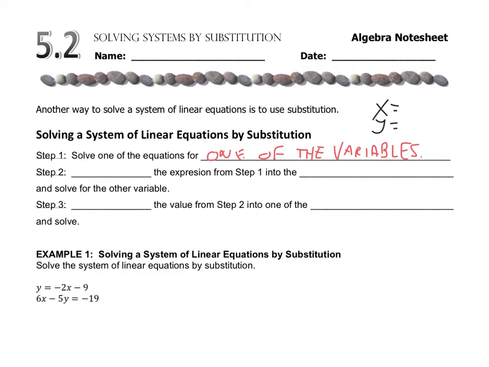Then on step two, you're going to substitute. So here's the first substitution. The expression, and we'll talk about this in a minute, from step one into the other equation and solve for the other variable. Step three is then we do the second substitute: the value from step two into one of the original equations and solve for the final variable.